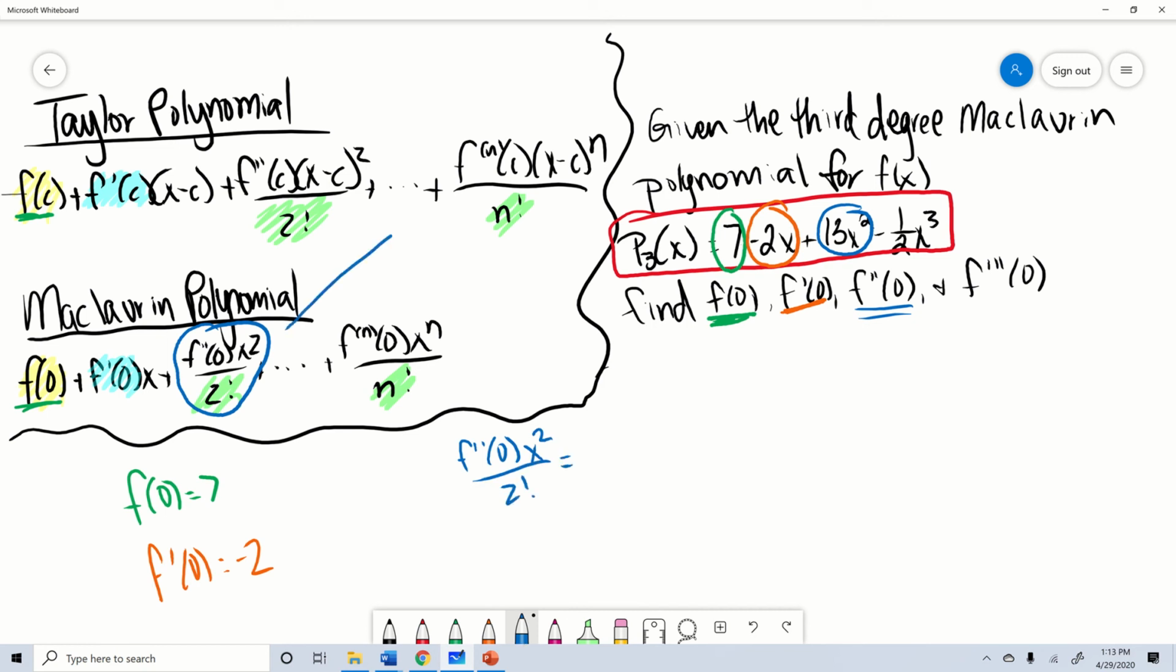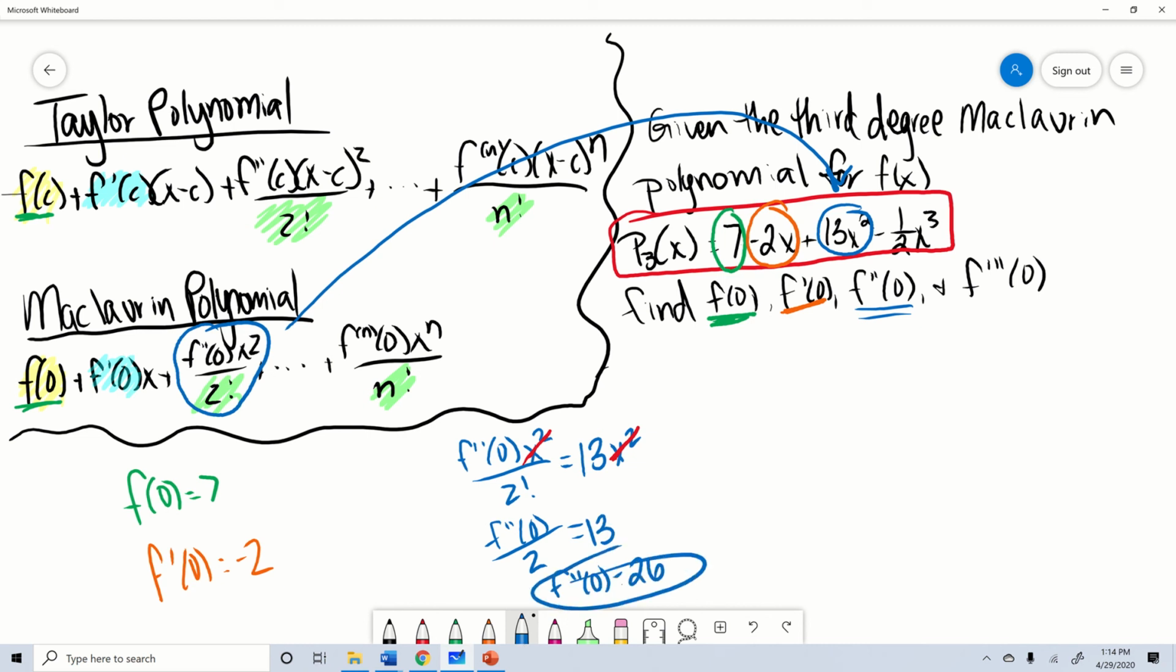When we compare it to specifically what we see in this problem, it's equal to 13x squared. So now we want to start solving for your f double prime. There's an x squared on both sides, so those are going to divide out. So you're left with f double prime of 0 over 2 factorial, which is just 2, equals 13. So to solve for f double prime of 0, we just multiply by 2, and that's going to give us 26. That looks like a -26. Let me fix that. Okay.